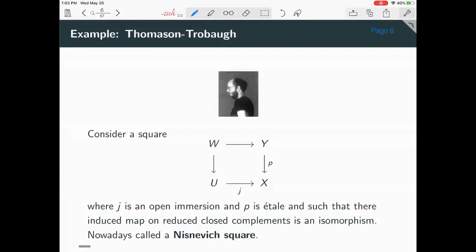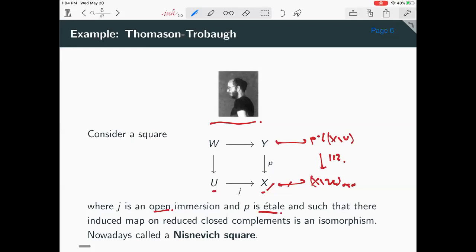An example of such a phenomenon is this theorem due to Thomason and Trobaugh. I don't know what Trobaugh looks like, but here's Thomason's photo that I ripped off the internet. Thomason taught us the following example of this phenomenon. You have X a scheme, quasi-compact quasi-separated probably, and then you have an open immersion j, U inside X. So j is open, as I wrote, and then p is étale. And then on the closed complement, let me just draw it in, you have this closed complement, which is X minus U, maybe with the reduced structure, and you have a map to the inverse image, p inverse of X minus U. And just like the Milnor squares that Vova talked about, I demand that this is an isomorphism.